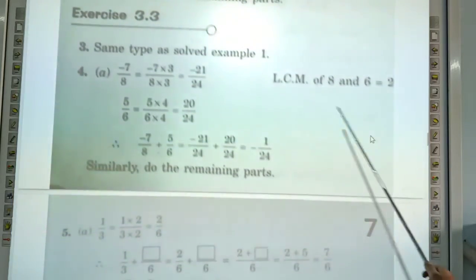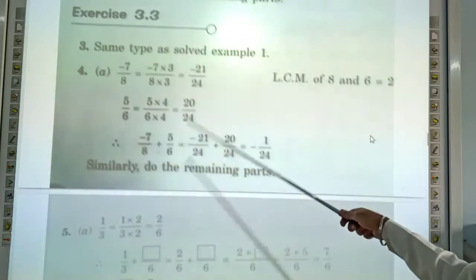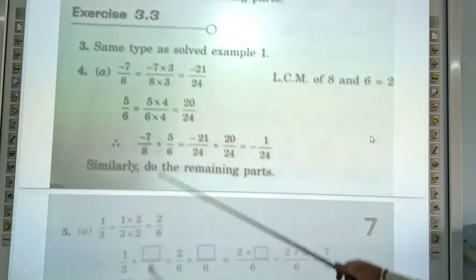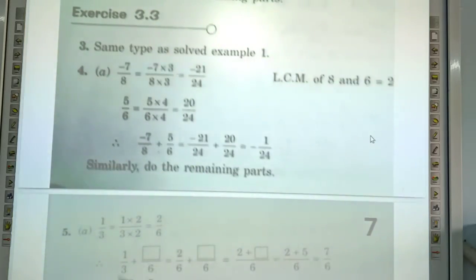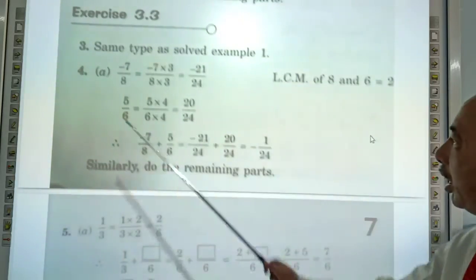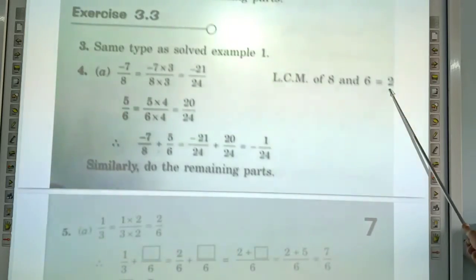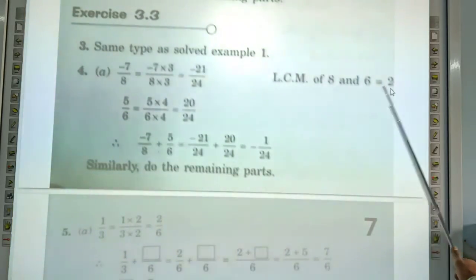So now we are going through question number 4, part A. Two rational numbers, minus 7 upon 8 and 5 upon 6, are given to us, and we have to add them with the help of LCM. This is the addition of 2 rational numbers with the help of their LCM. LCM will be of the denominators. Denominators are 8 and 6. So LCM of 8 and 6 is 24.